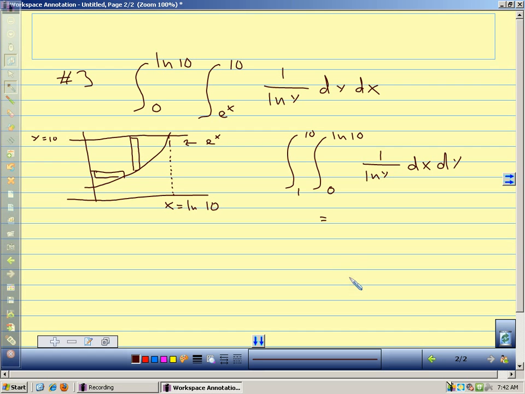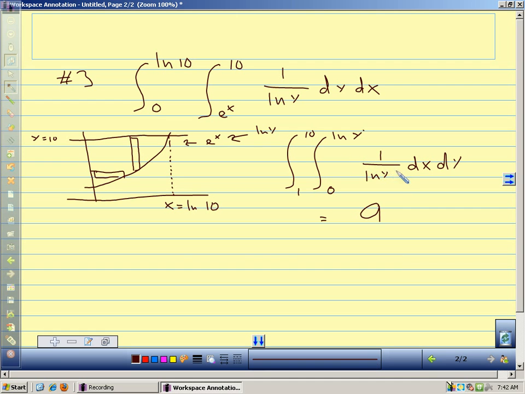Is natural log a 0, 1? Oh, we made a mistake here, didn't we? On our limit. x goes from 0 to, not natural log of 10, and in terms of y, natural log y. Now do it. Okay, that's easier. Now it's 9. Equals 9.